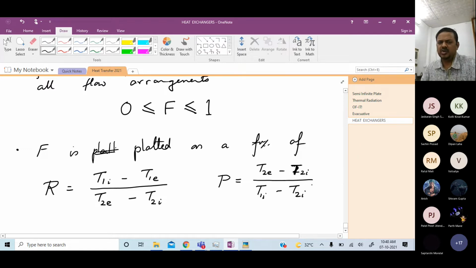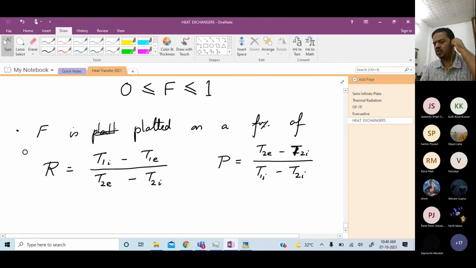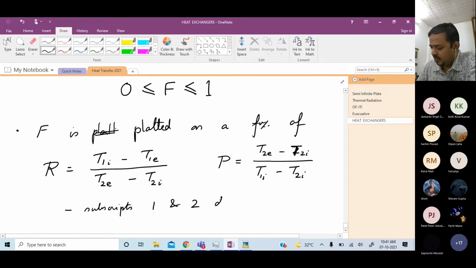Okay. So now you are going to ask me this: what is this 1, 2? We were always talking about H and C. What is this 1 and 2? So now I'm going to tell you what 1 and 2 is. The subscripts 1 and 2 denote the two fluids.